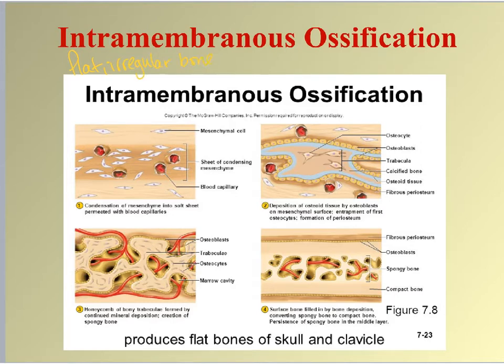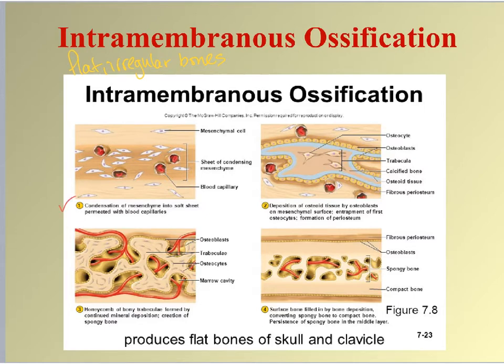So like the bones of the skull, for instance, begin this way. At some point during fetal development, these areas where these bones will form are just made of dense connective tissue. So that's where we're going to start. We're going to start here at number 1.